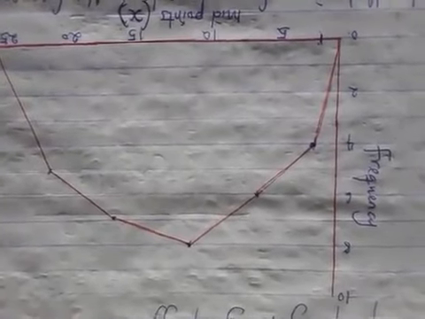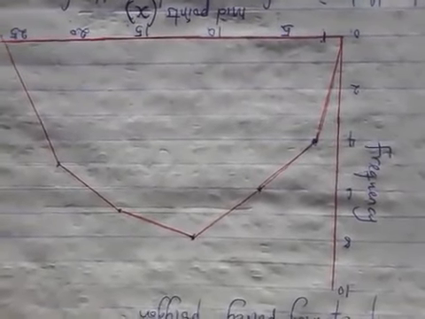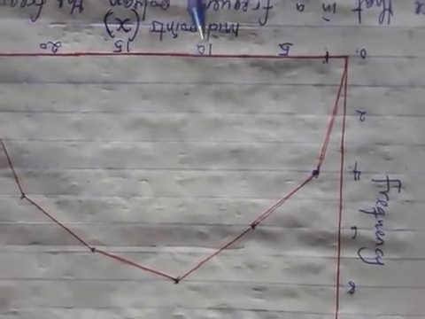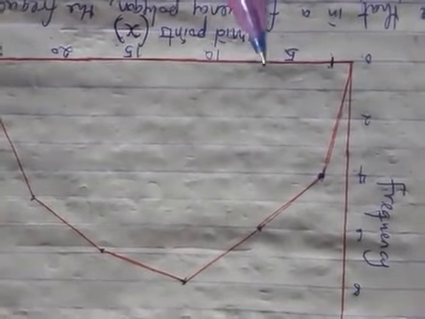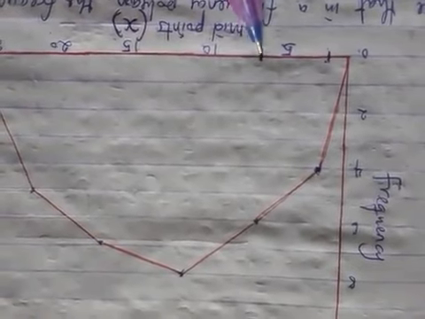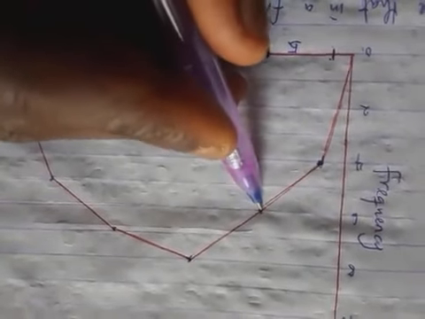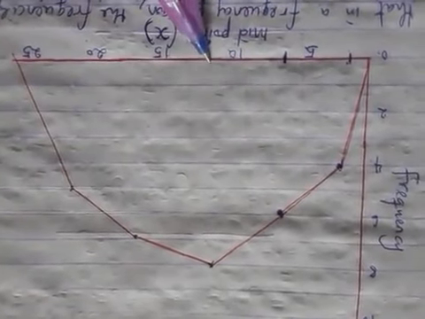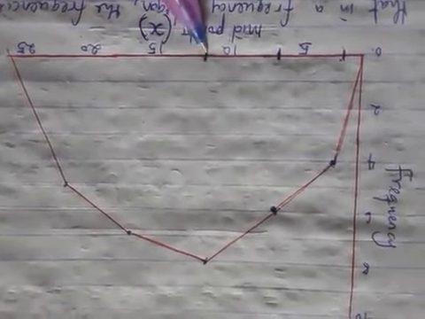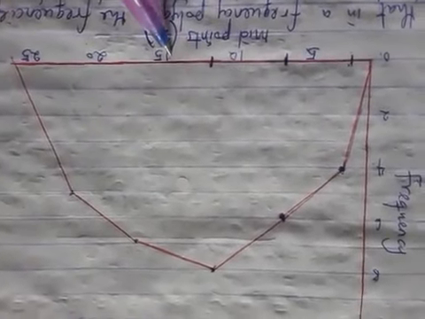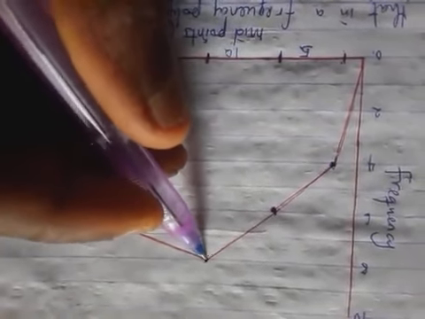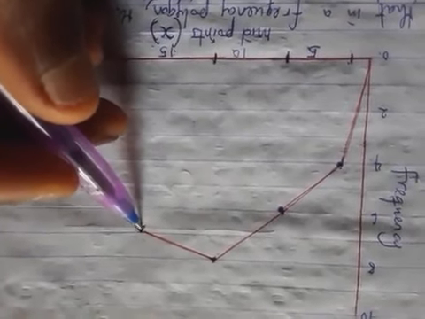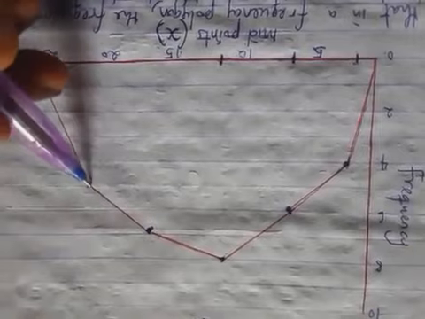Now the next midpoint is 7. Where can I find 7? I can find 7 between 5 and 10. 7 should be around here. Under what frequency? Under 6. Have you seen it? The next one, I can find 12. 12 should be around here, between 10 and 15. Under what frequency? 8. So that is how you find and compare your midpoint against your frequency.